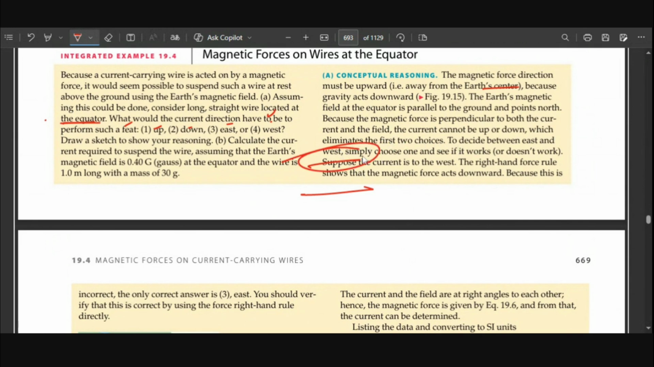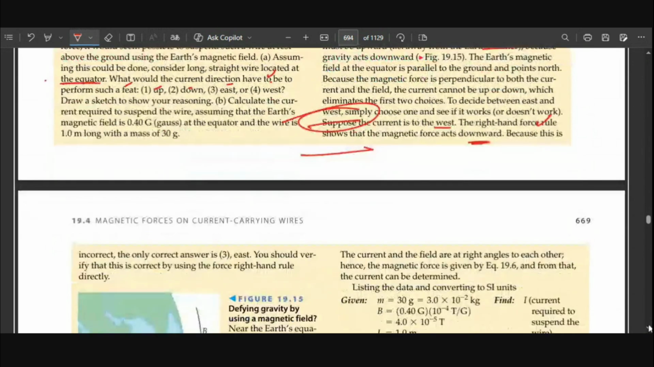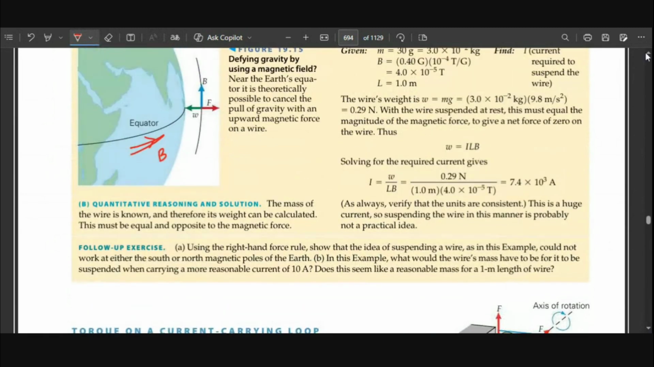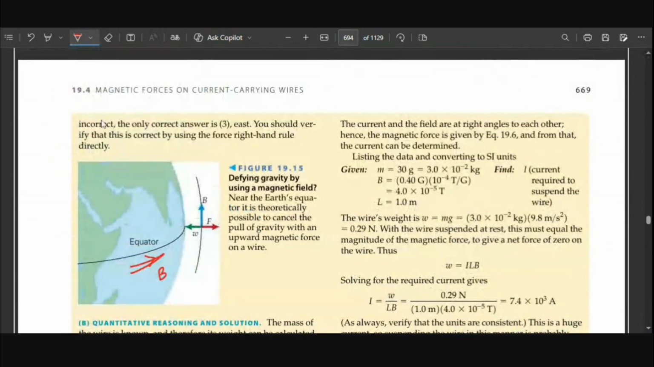Eliminate the first two choices to decide between east and west. Simply choose one and see if it works. Suppose the current is to the west. If the current is to the west, and we try to understand how the force will act, it shows that the force acts downward. And if the force acts downward, and we already know that mg, that is weight, is acting downward, this is going to be incorrect. So the only option left is option 3, east. If we choose the direction of the wire towards east, the force will act upward, weight will act downward, and these two forces will cancel each other and we can balance it.